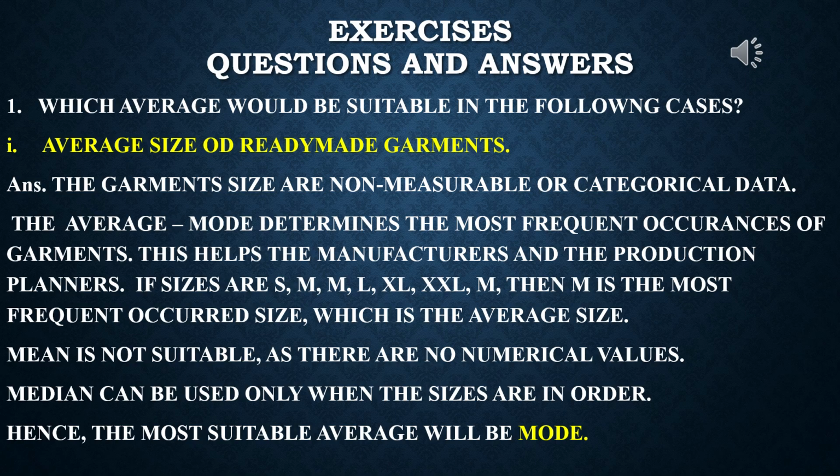The first case is average size of ready-made garments. For this, the answer will be that garment sizes are non-measurable or categorical data. The average mode determines the most frequent occurrences of garments. This helps the manufacturers and the production planners. If sizes are S for small, M for medium, L for large, XL for extra large, double XL for double extra large, and M is the most frequently occurring size, then it is the average size.